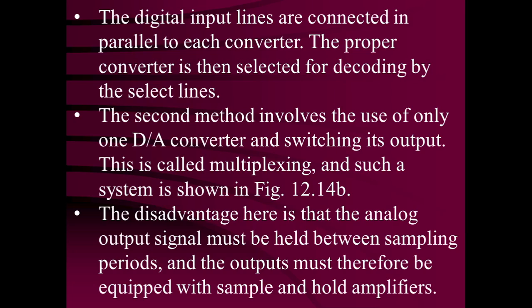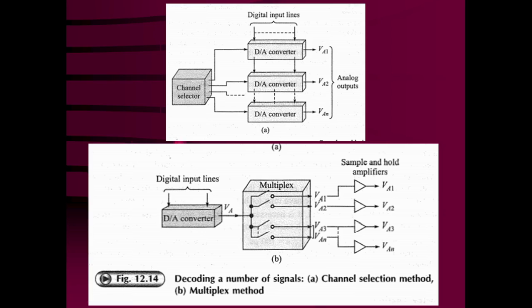When the next digital information is there, the output is also going to change. So whatever this output is sampled, that has to be stored somewhere. So the sample and hold amplifier is required for each digital output. So the disadvantage here is that the analog output signal must be held between the sampling periods only, and its output must therefore be equipped with the sample and hold amplifier.